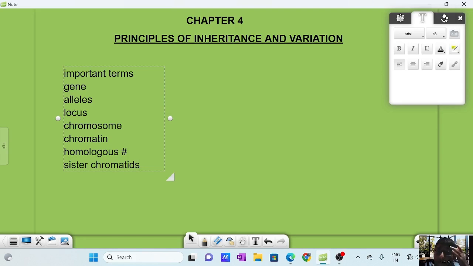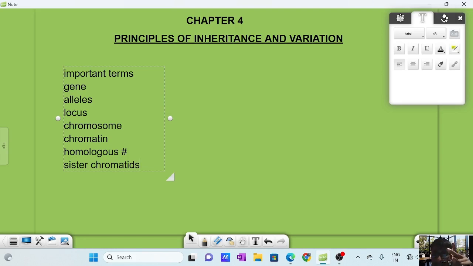Once again, I welcome everyone to this lecture series. So first, what is genetics? Genetics is the branch of biology. We have many varied branches of biology. Genetics is the branch of biology which deals with inheritance and variation.